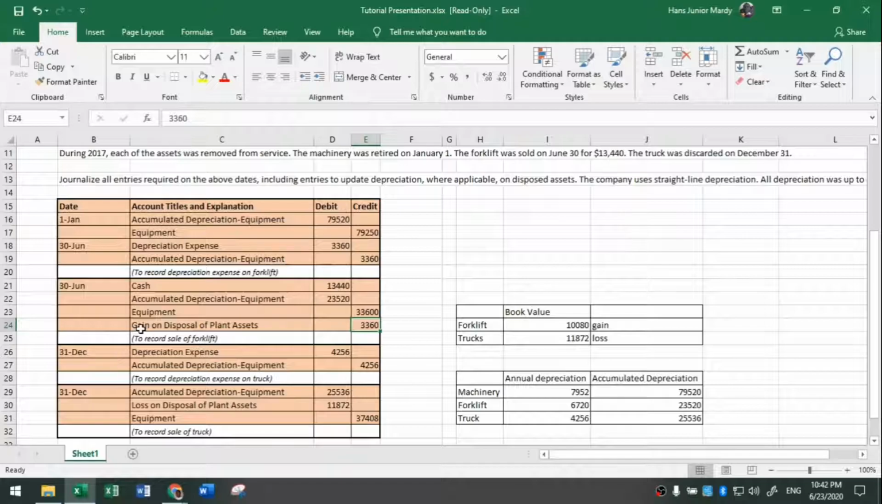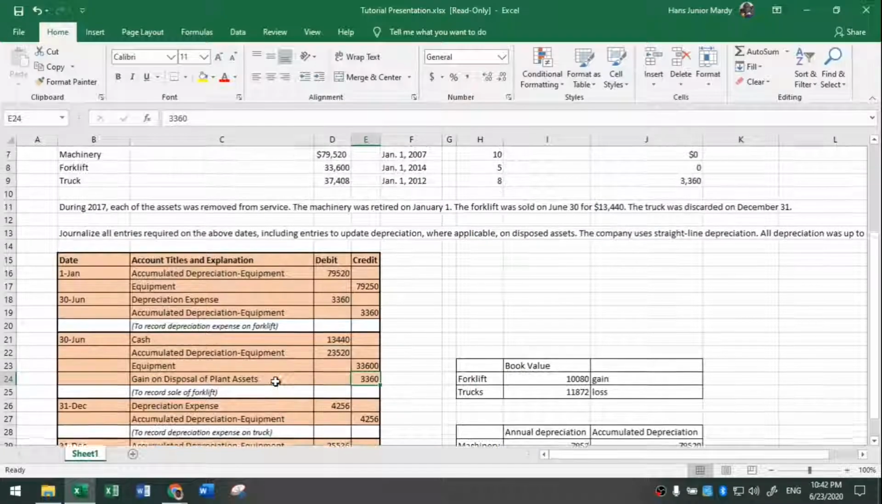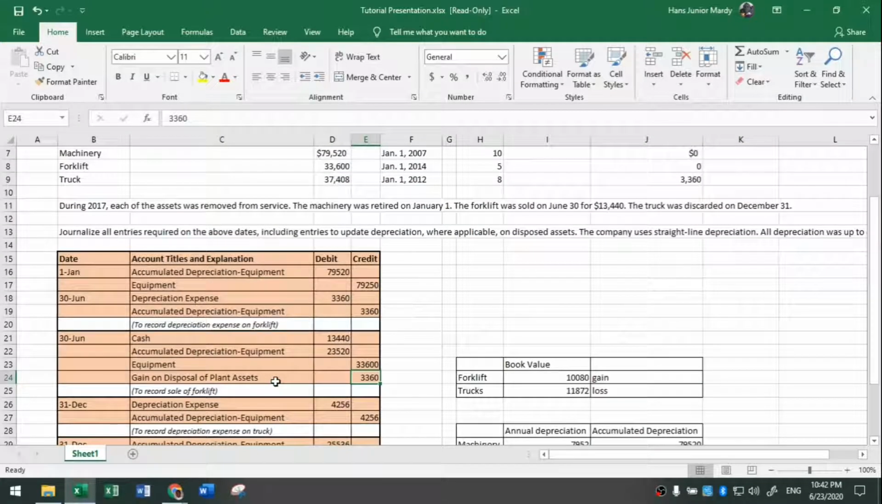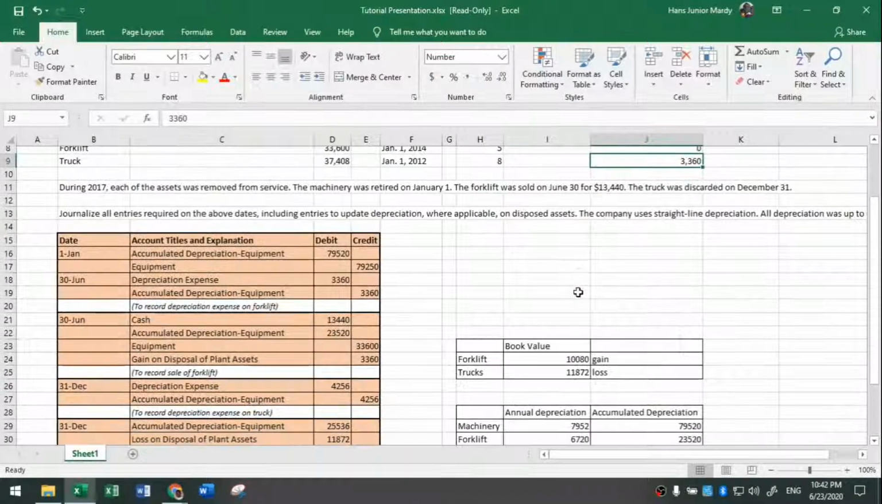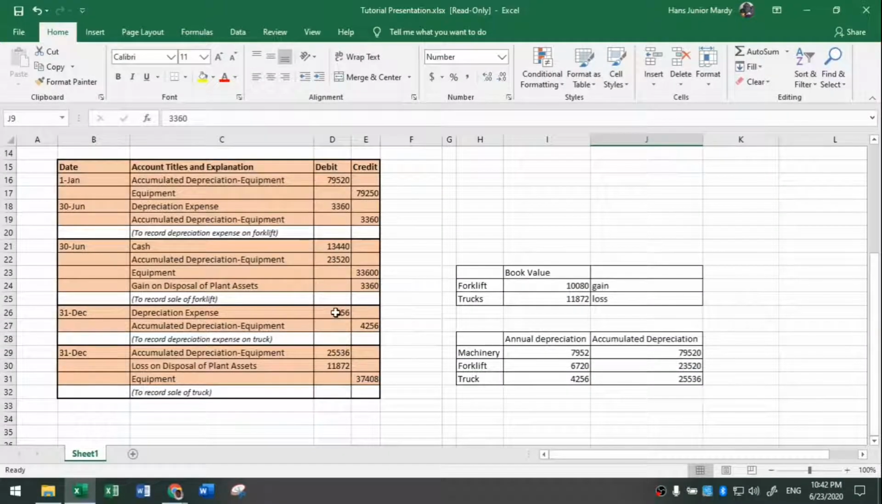Next we have to record the depreciation expense on the truck. On December 31st, the truck was discarded, which means we don't get anything in return when we discard or retire it. But it has a salvage value. It's different from the first two. To get the depreciation, it is the same formula. We have it here already. And then I put it as debit depreciation expense and credit accumulated depreciation, this one here.